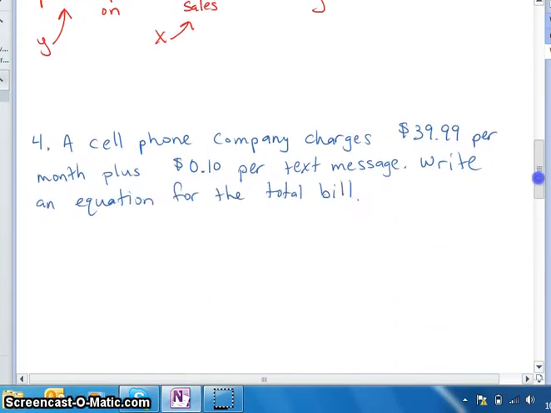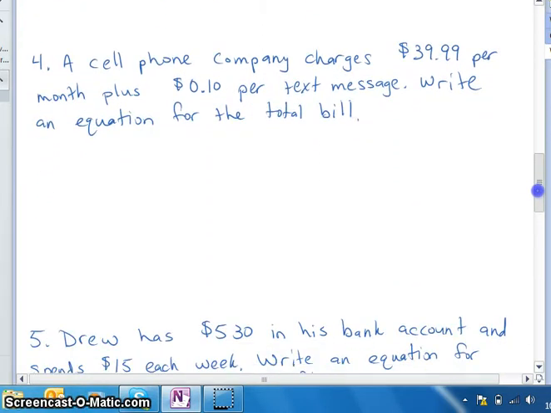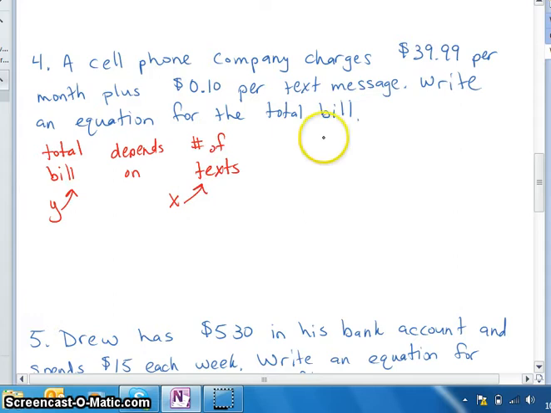Okay, what about this next one? Cell phone company charges $39.99 per month plus 10 cents per text message. Write an equation. So what depends on what? Your total bill is going to depend on how many texts you send. So Y depends on X. So my total bill is going to be, I got to pay the $39.99, otherwise they shut my phone off, plus 10 cents for every text message.